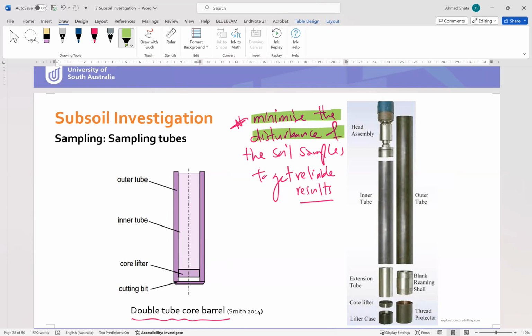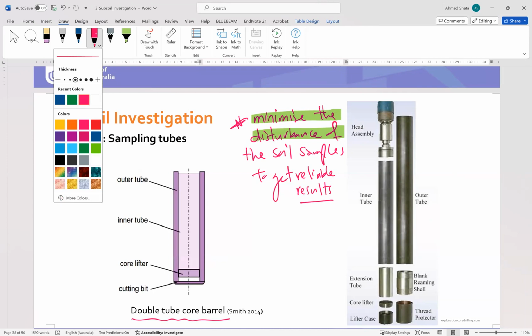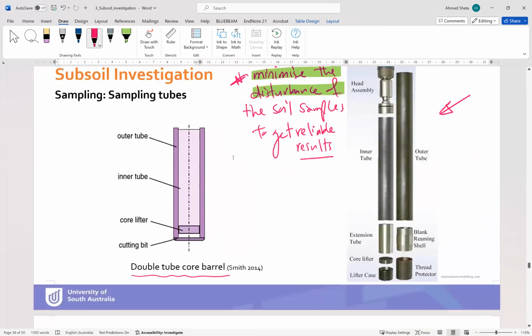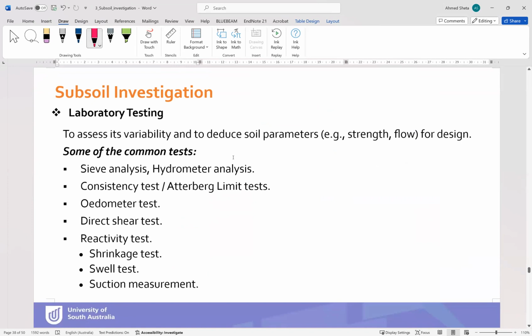Okay, this is also the actual view of the double tube core barrel soil sampler. What is the next step? The next step, after getting or extracting the soil samples, is laboratory testing. So the next step after ground exploration is the laboratory testing.